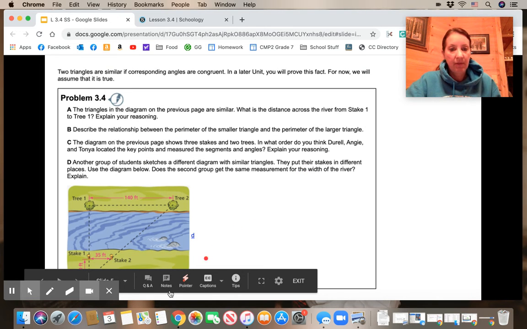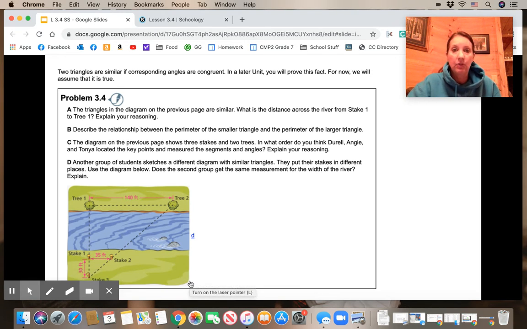So let's see what we find out in this next one. It says the two triangles are similar if corresponding angles are congruent. In a later unit, you will prove this fact. For now, we will assume it's true. So they're telling you what I just said, that yes, similar triangles, if you have all equal angles, corresponding angles are congruent, then the triangle is therefore similar. And like they said, you'll prove that in a later unit. You'll probably prove that when you get to geometry in middle school.